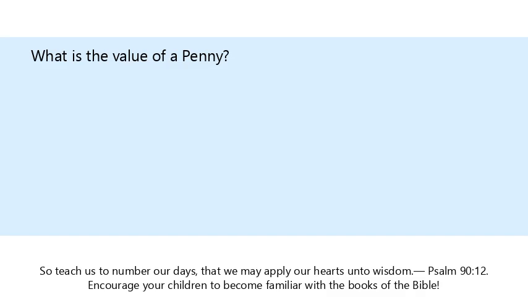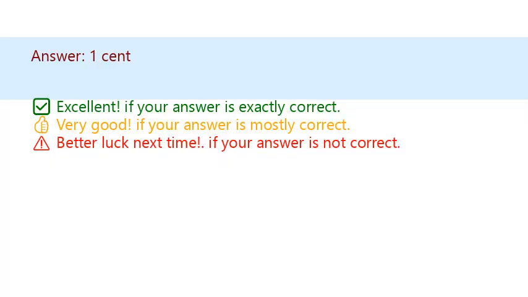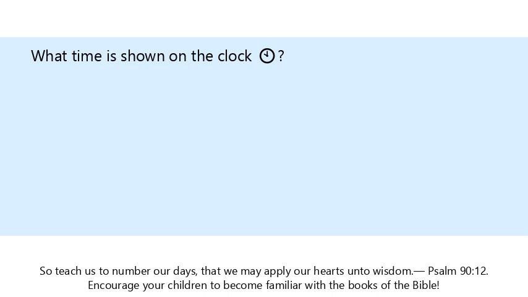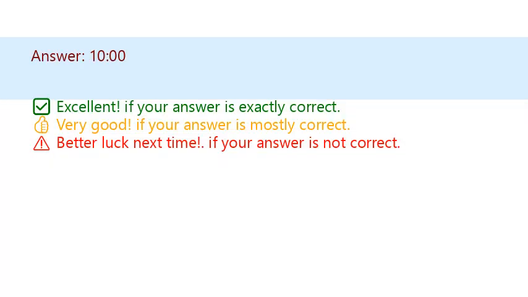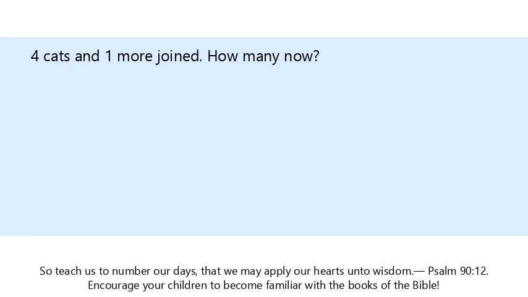What is the value of a penny? Answer, 1 cent. What time is shown on the clock? 10 o'clock. Answer, 10 o'clock. 4 cats and 1 more joined.